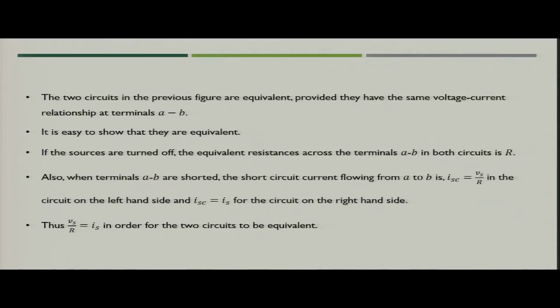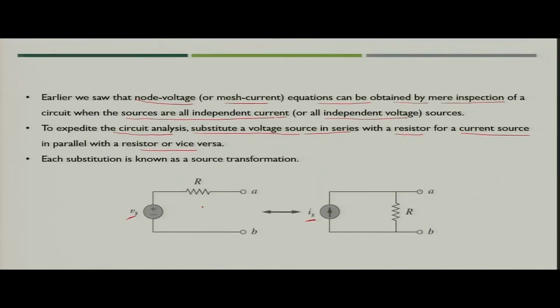Now, we know that it is very easy to show that these are equivalent. We will first turn off the source and find the equivalent resistance across terminals A B. If you see this circuit, switching off the source means that if you have a voltage source, you simply make it a short circuit, and if you have a current source, you make it an open circuit.